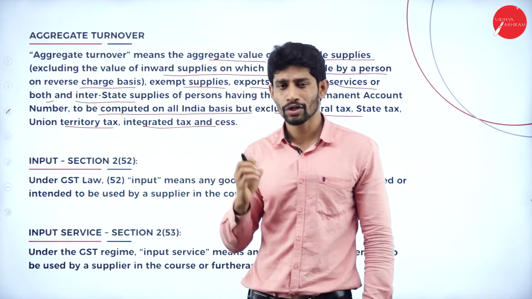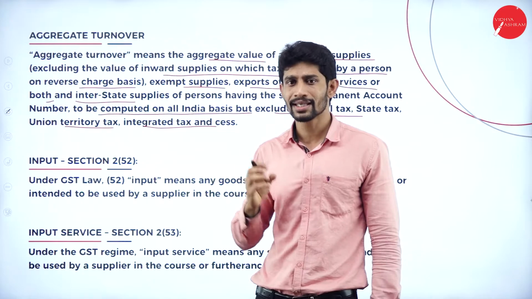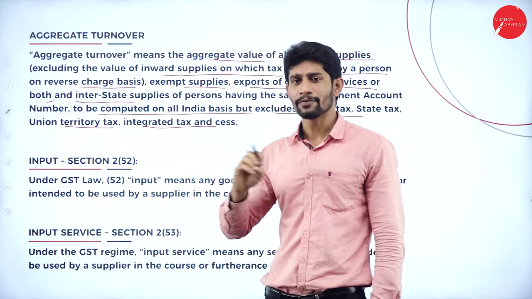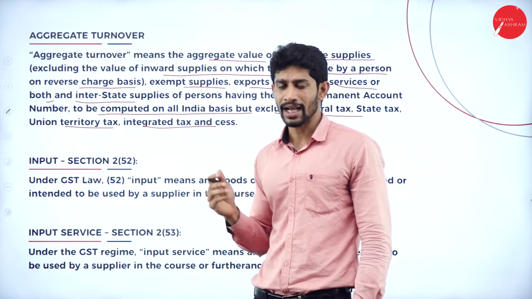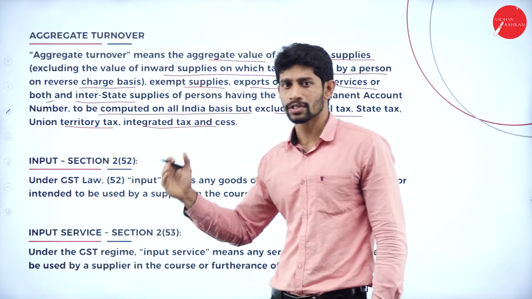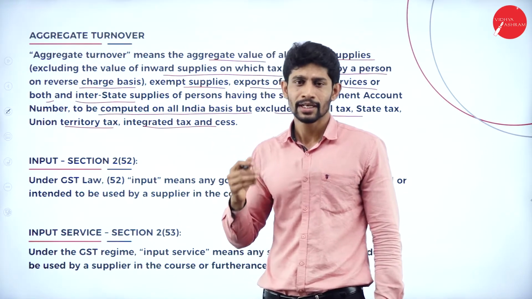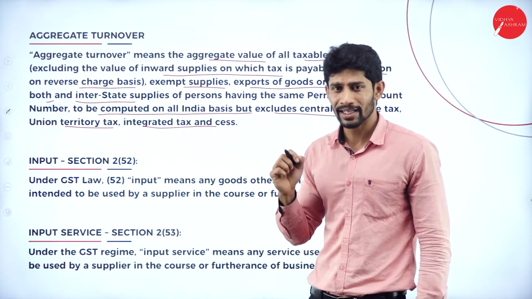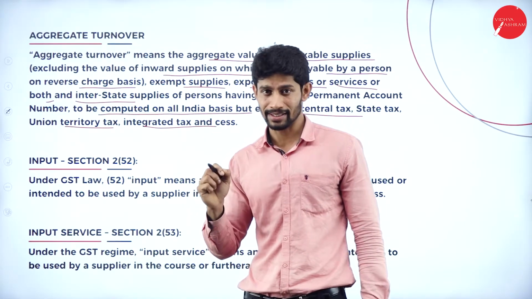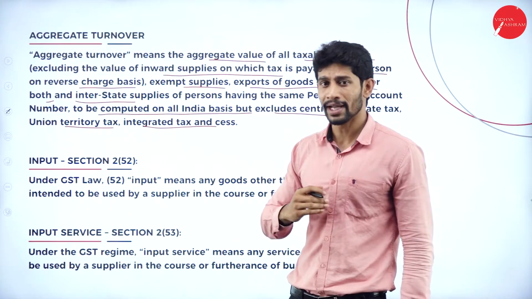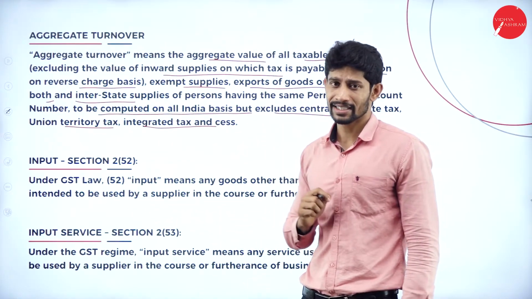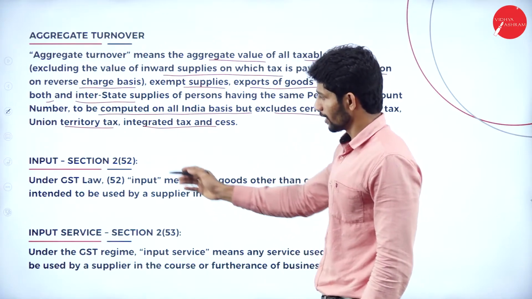So aggregate turnover is nothing but the total sales happened for a particular duration, that is for 1 year, and it will not include any purchases as well as any taxes paid. And if you are transferring the goods from one branch to another branch, that will also not come under aggregate turnover. We only consider the total sales, the sales or the goods supplied from the business, that is called aggregate turnover.